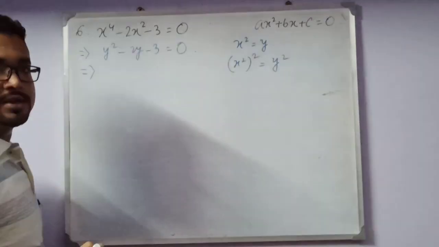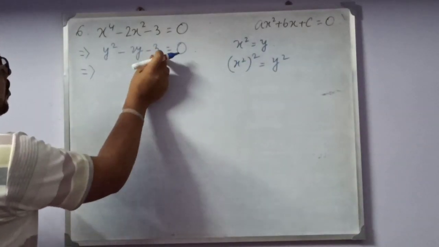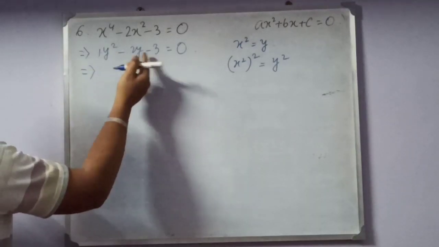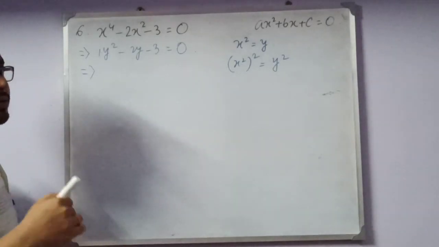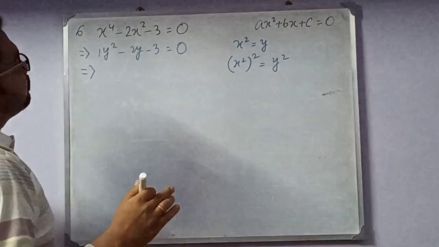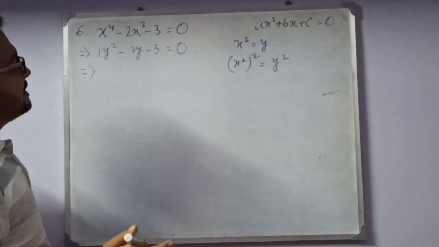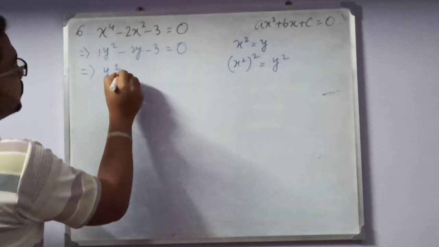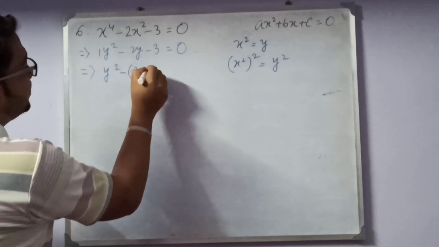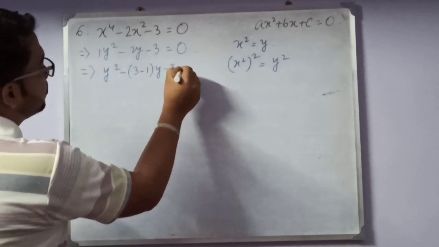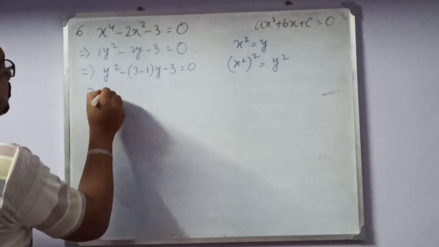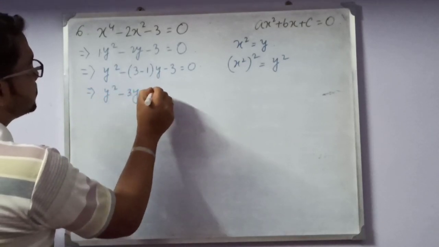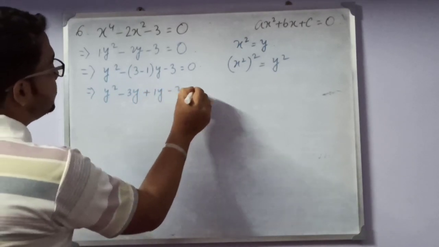Now it looks easier. From these three, because here a means 1. So 3 into 1, 3. So factors of 3 are 3 and 1. From these 3 and 1, we have to make 2. 3 minus 1, that is 0. So y square minus 3y plus 1y minus 3 is equal to 0.